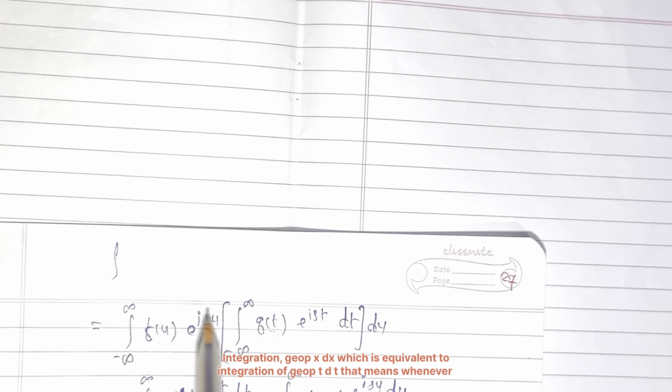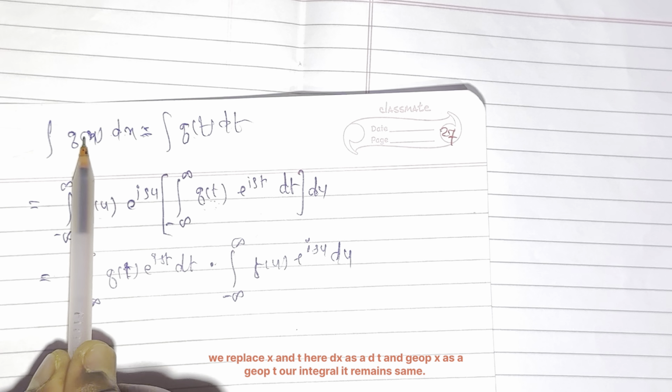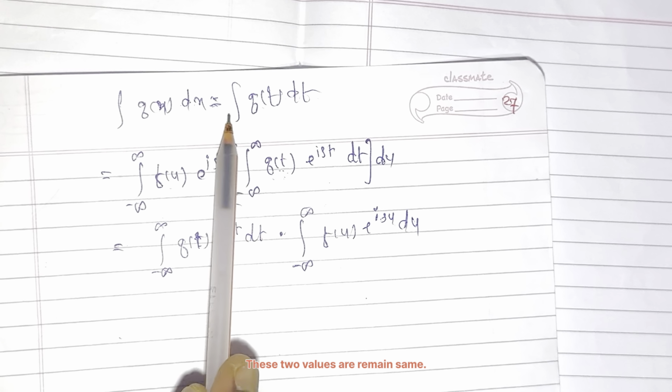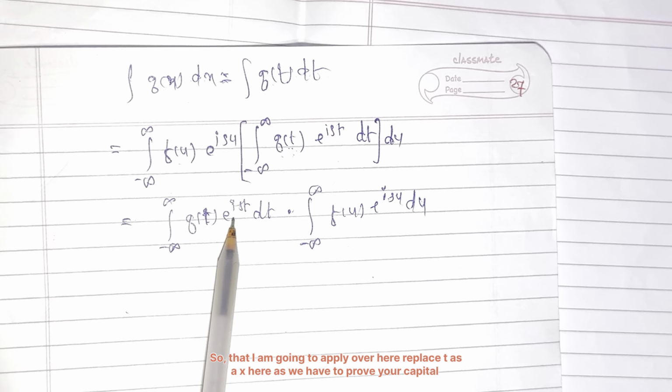Integration of g of x dx is equivalent to integration of g of t dt. That means whenever we replace x and t, dx as dt and g of x as g of t, our integral remains the same. These two values remain the same. So I'm going to apply that over here: replace t as x here.